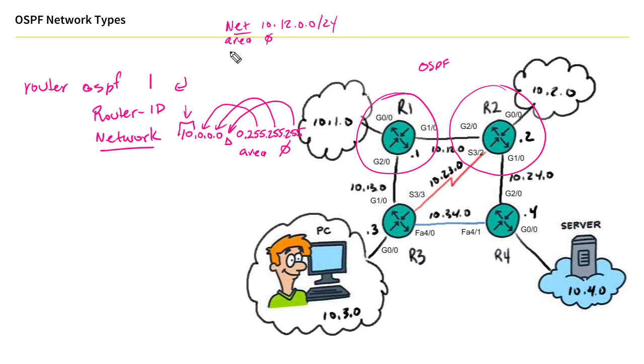They also agreed on hello and dead timers. Now you might say, Keith, what's a hello timer? How does that work? Well, these neighbors care so much about each other that they are periodically going to send hello messages back and forth across that link, and those hello and dead timers have to match. So by default on this type of network, the hello interval is 10 seconds, and I'll put H here for hello, and the dead interval is 40 seconds.